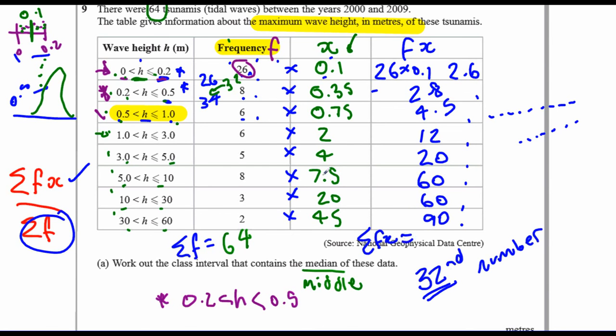Let's add up all these numbers to get what we talked about, the sum of f times x. So adding up on our calculator, 2.6, add 2.8, add 4.5, add 12, add 20, add 20, add 60, add 60, add 90 is going to give us 271.9. Okay, so write that in, 271.9. Right, so that's this top part of our formula, and the bottom part is 64.